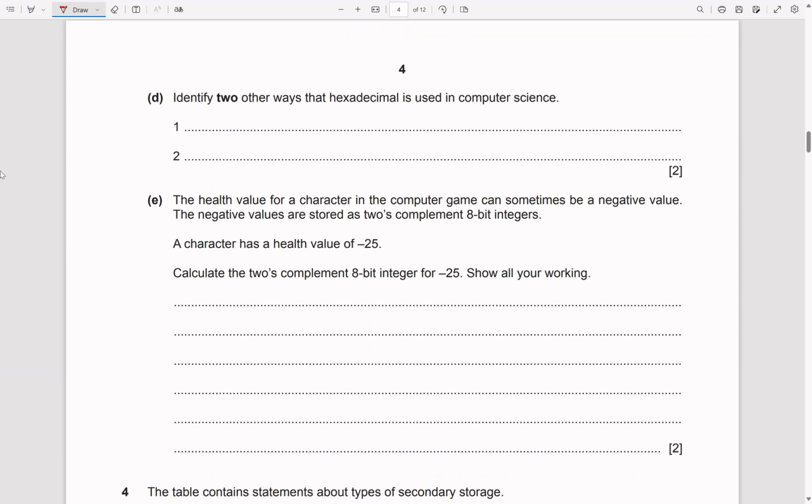Right, then we want to identify 2 other ways that hexadecimal is used in computer science. Let's try and list maybe 4 or 5. So one is going to be IP version 6. We can also think MAC addresses. We can also say color codes, but I did check the mark scheme, and they say you have to actually say HTML color codes. Just saying color codes is not enough, right? You do need HTML.